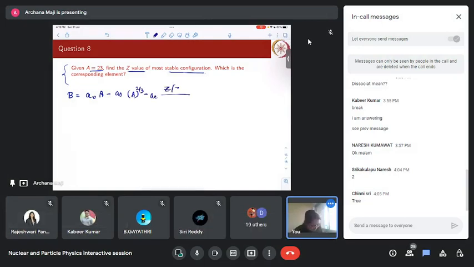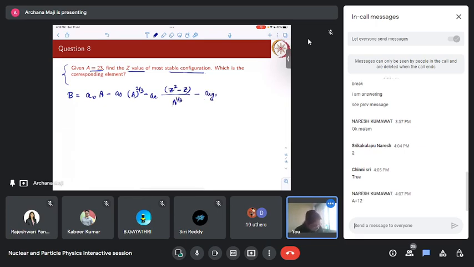Z into Z minus 1, or let me write it as Z square minus Z, divided by A power 1/3, minus A minus 2Z square divided by A. Okay. Since A is odd, the delta term is not there.